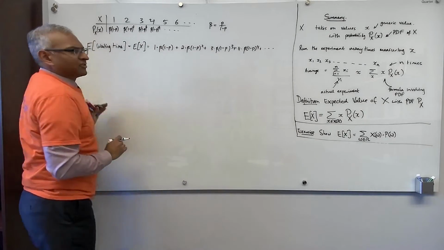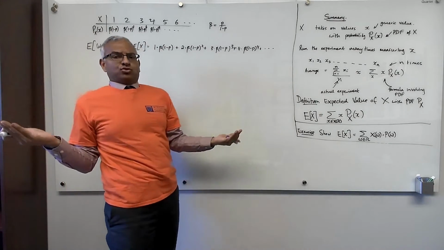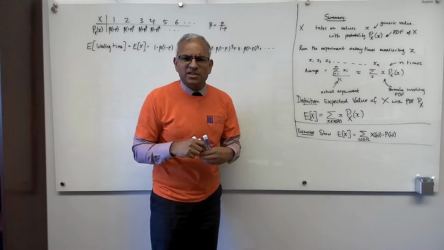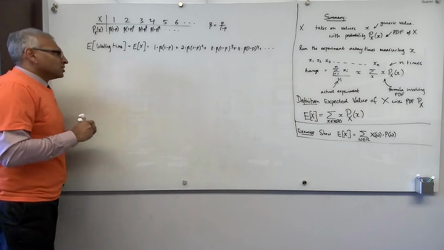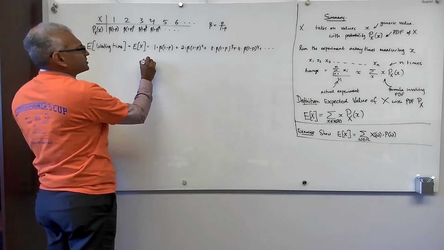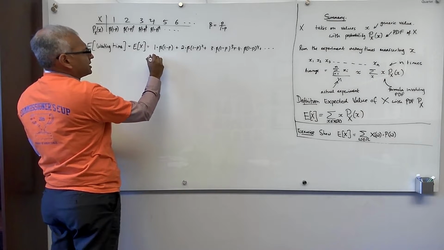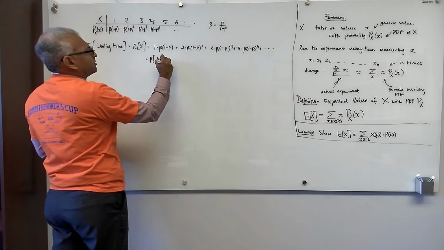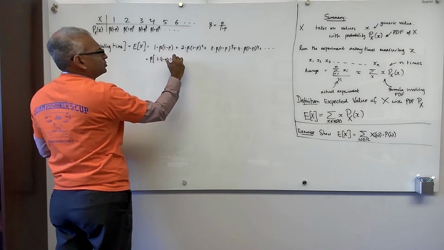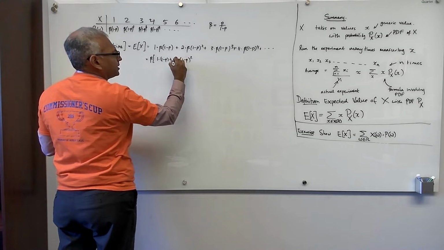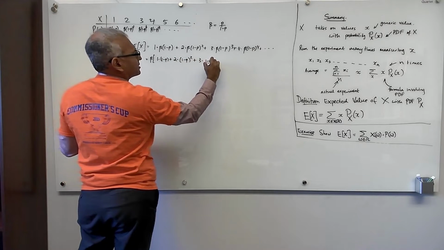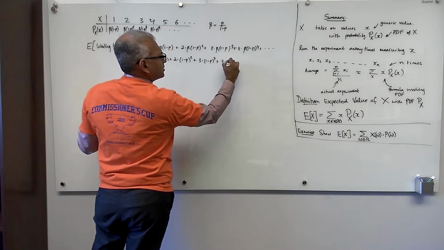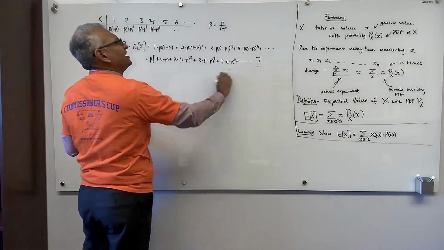Okay, so let's simplify this. Again, we have a sum, a complicated sum, and we have to do this sum. Now, the result is not going to be so intuitive. It's not easy to guess, so we really have to rely on the mathematics. I'll pull out the beta. So it's beta times 1 times 1 minus p, plus 2 times 1 minus p squared, plus 3 times 1 minus p cubed, plus 4 times 1 minus p to the 4th, and so on. It's an infinite sum.